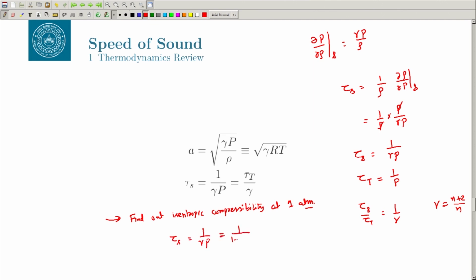So, that will become 1.4 and pressure will be around 10 power 5. Okay. So, this will be smaller than your isothermal compressibility, but it will be around the same range, which is like 10 power minus 5, a little bit smaller than that, meter square per Newton. So, this is the value that you are going to get for the isentropic compressibility. So, both are very comparable, except that the isentropic compressibility is slightly lower than the tau t. Okay.